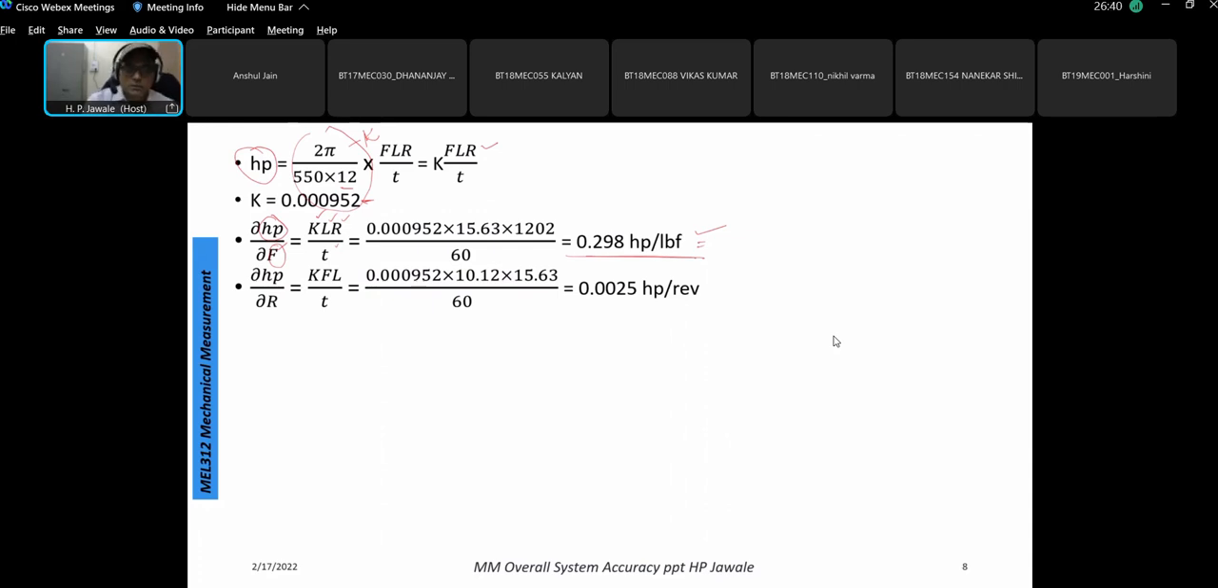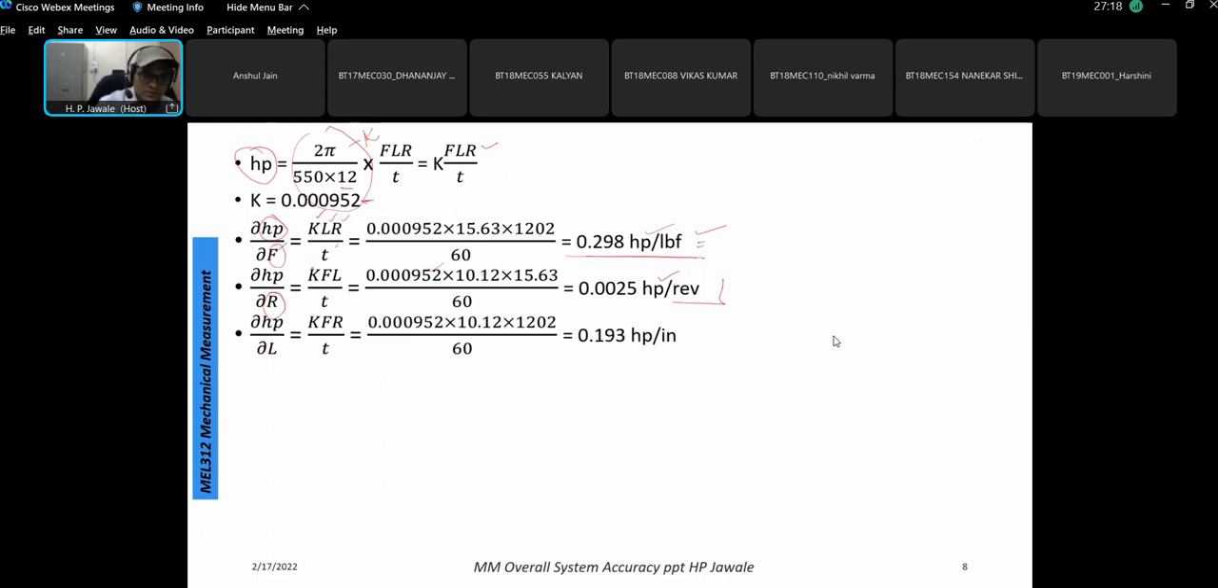Similarly, we have gone for the partial derivative with respect to the second entity, that is, with respect to the radius. Then it is again K times FL by T, and by putting all the values into the equation, we have got this numerical value for the second element. Right? I think now you are able to understand the partial derivative and quantifying that in terms of numerical value. So the unit will be here the HP per revolution, here it will be HP per unit force that is being measured. Similarly, the third one will be KFR by T.